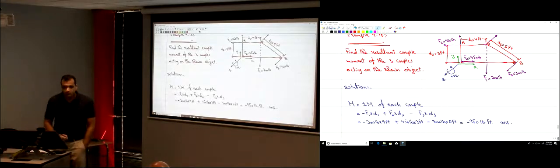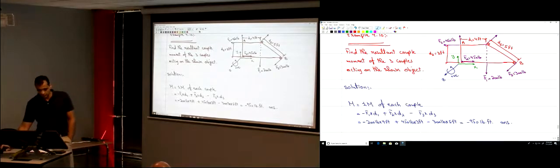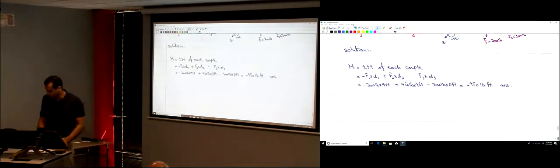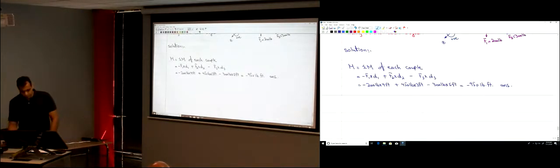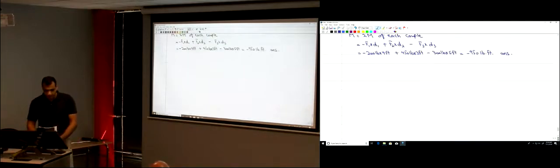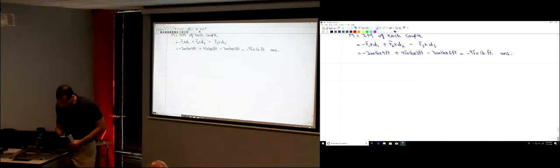Any question? So as you see, this one is so simple. A two-dimensional problem, and so easy. Let's see another problem here. Another easy one as well.